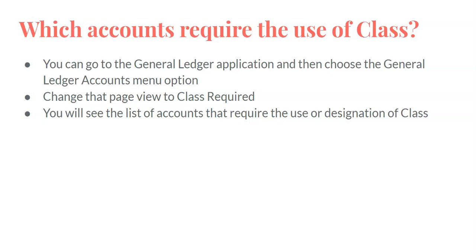When you click into there, you're going to have a view that says Default. You can just click on that or click on All. When you do, you can choose from a different set of views, and there's one view that's called Class Required. When we click on that, it'll give you a list of all the accounts that require the use of the class dimension. And you can do that at any time.